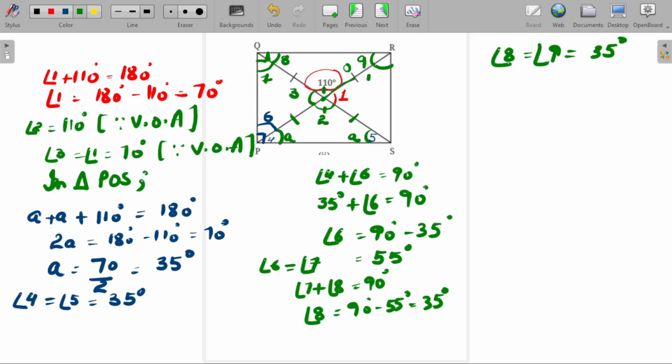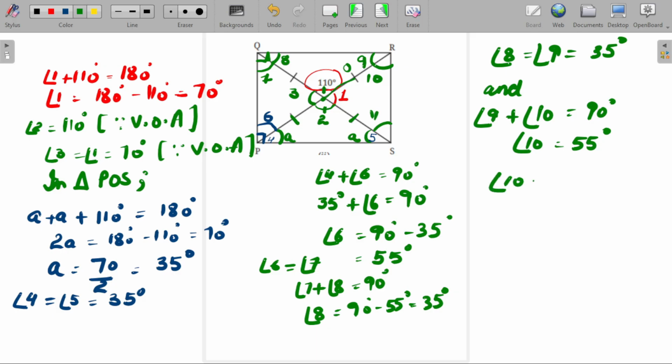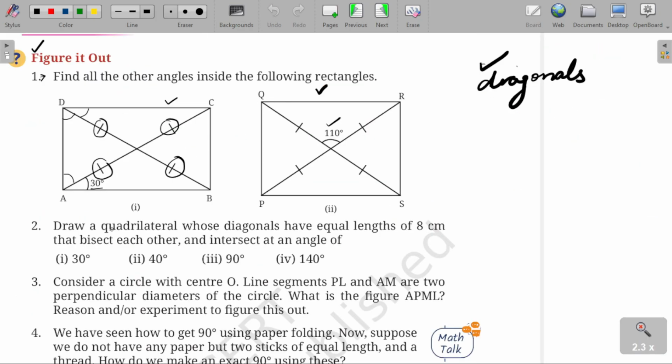And angle number 10. Angle number 10 will be 55 degrees. Why? Because angle 9 plus angle 10 is equal to 90 degrees. So angle number 10 is equal to 55 degrees. And angle 10 and angle 11 both are 55 degrees, because of equal sides. Proved. We are done with the second part also. This is how you can easily find it out. Let's go with the sequence, right? Okay. So question number 2.